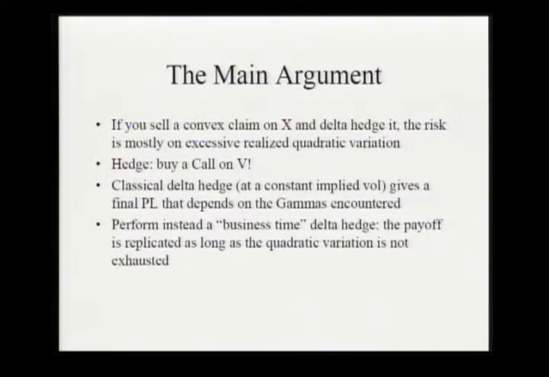Let's look at it in more of a trader's logic here. If you have an option on the underlying, and you sell it and you delta hedge this option, what is your risk? Obviously, it is that the realized historical volatility will be higher than the implied volatility you sold. So a possible hedge against that is to buy a call on the realized historical volatility or realized variance.